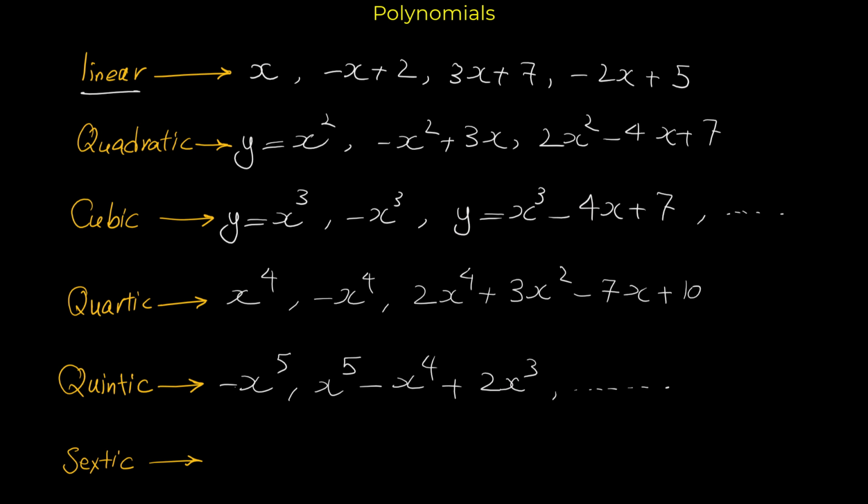What is a sextic polynomial? Probably you can guess that it's a polynomial with degree 6. So that's the reason maybe they say sextic polynomial to this polynomial. x to the 6, or y equals x to the 6, negative x to the 6. And you can mention other examples for yourself. Should we memorize all of these names? Not really.